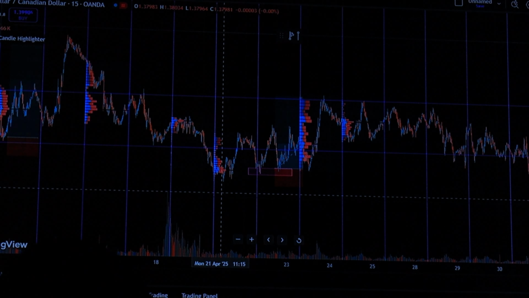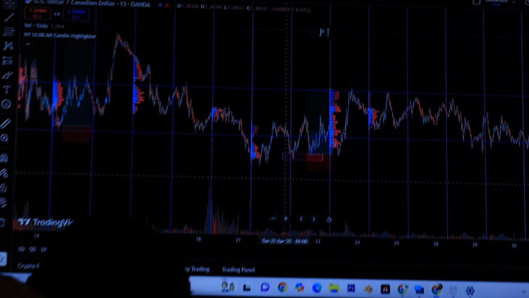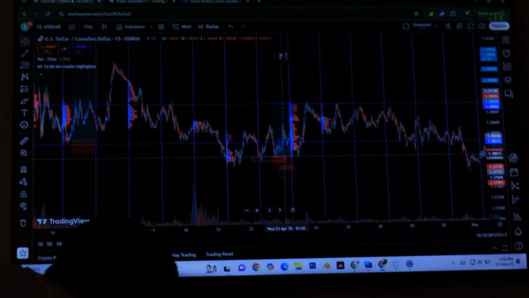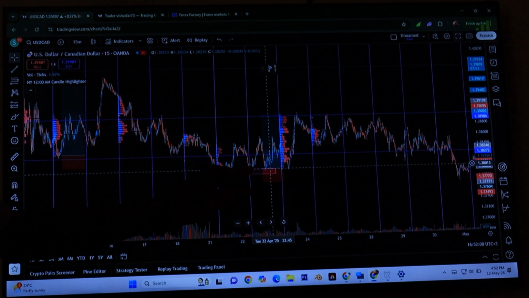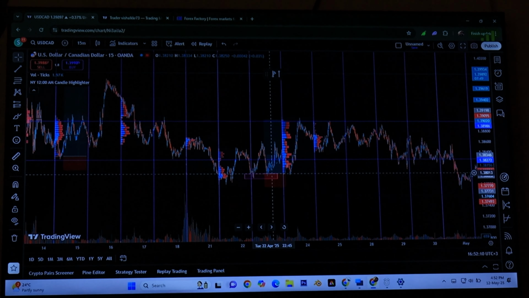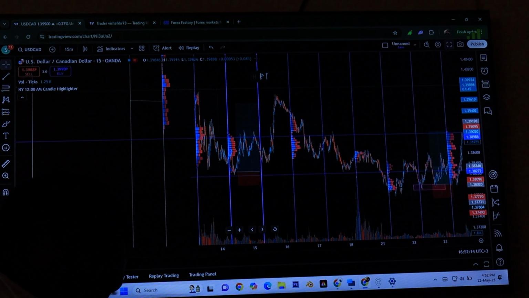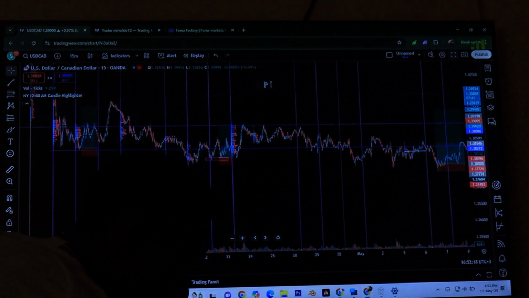So if I would have missed this trade on 21st April 2025, I would have also gotten that trade towards Wednesday 2025. So this is a reversal trade that I also took. This is also a continuation. This is also a reversal trade that I also took.